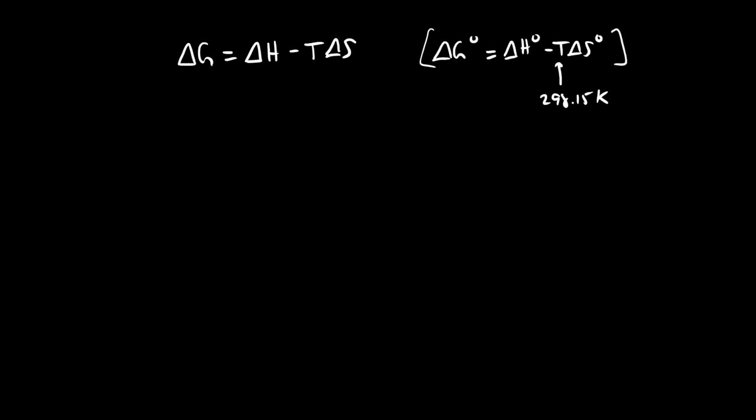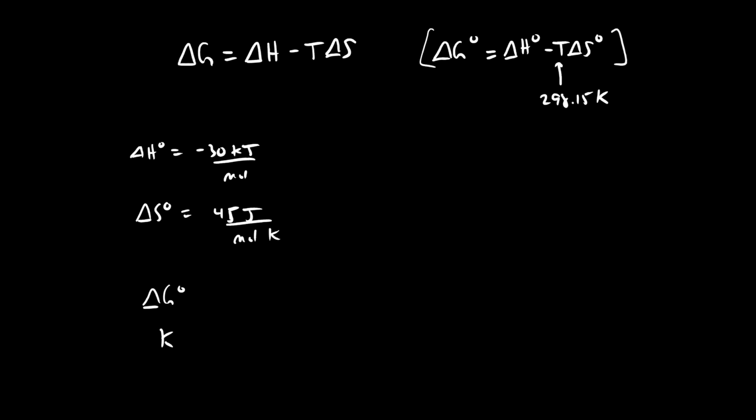If we are told that delta H naught is equal to negative 30 kilojoules per mole, and we know that delta S naught equals 45 joules per mole Kelvin. Okay, so our goal is going to be to calculate delta G naught and the equilibrium constant. So we want to calculate both of these two values.